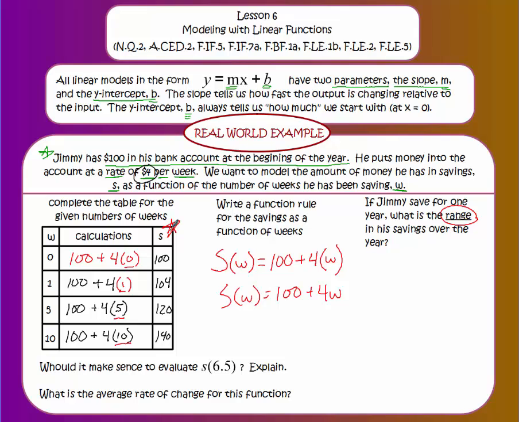So let's think about this. At 0 weeks, we already have that information right here. So the minimum value, the range, is going to be from 100.